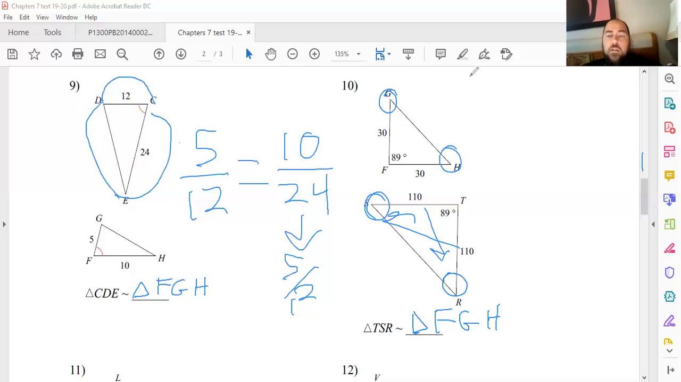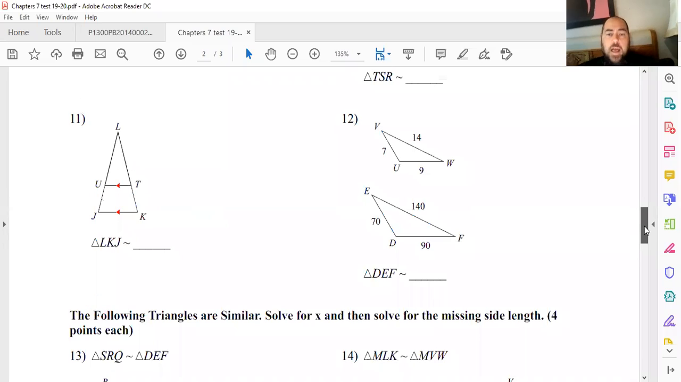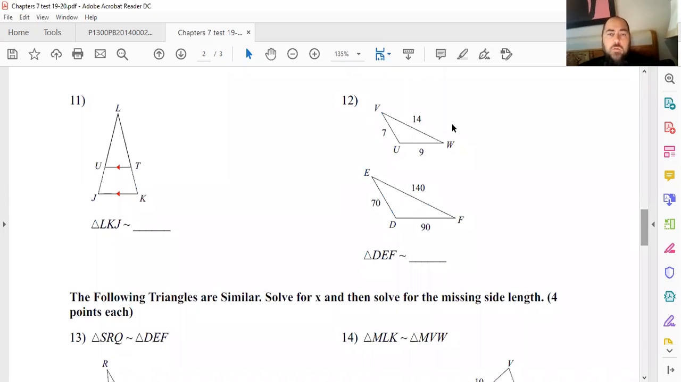So let's clear these off. Exit annotation. See, getting pro at this. And let's look at 11 and 12. Go back up, restart the annotation. Okay. So 11, we have LKJ.